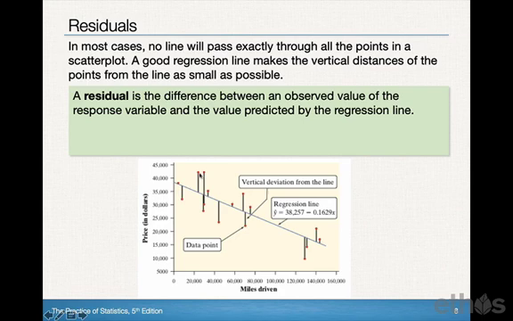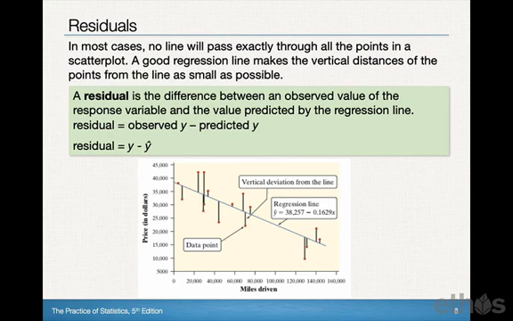So for this data point up here I pointed to, a residual value is how far off you are, and it is a signed number. What does it mean to have a negative residual value? What does it mean to have a positive residual value? Well, let's go over here. A residual is observed minus predicted.